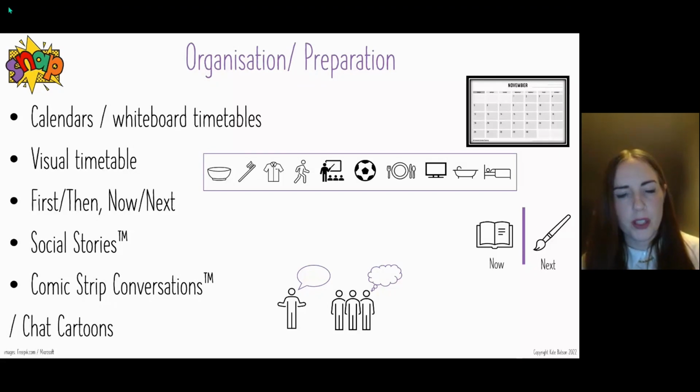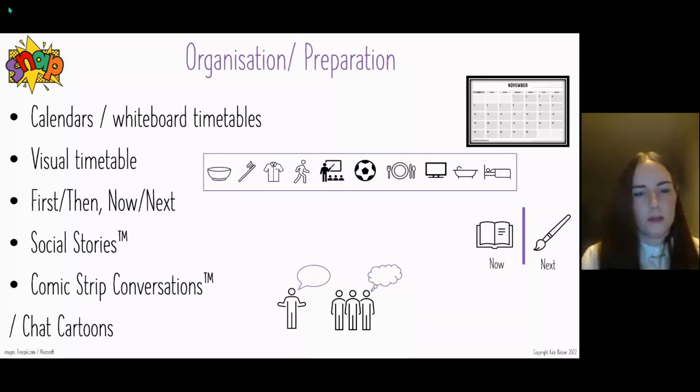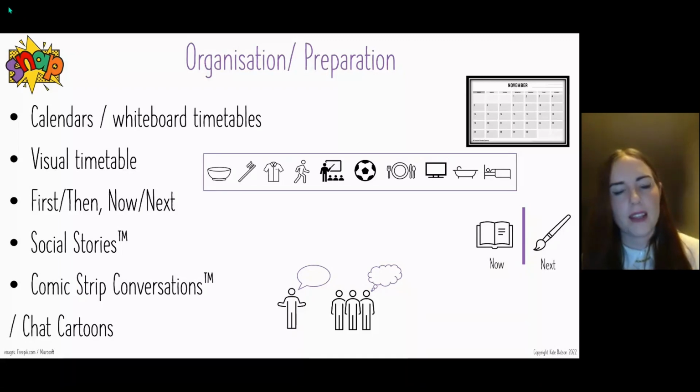For some children, even a full day can be a bit overwhelming. We can do things like cover things up and lift the flap, or cross things off, rub them off once they're done. But for some children, we might just want to focus on what's happening now and what's coming up next. So we might use now and next, or first and then.